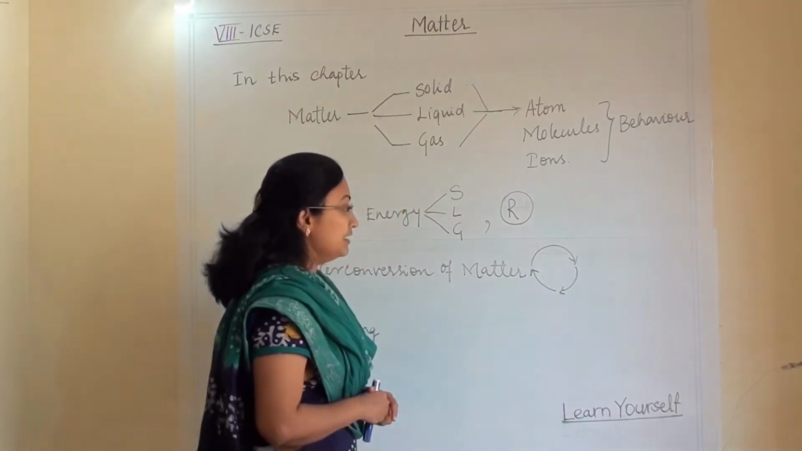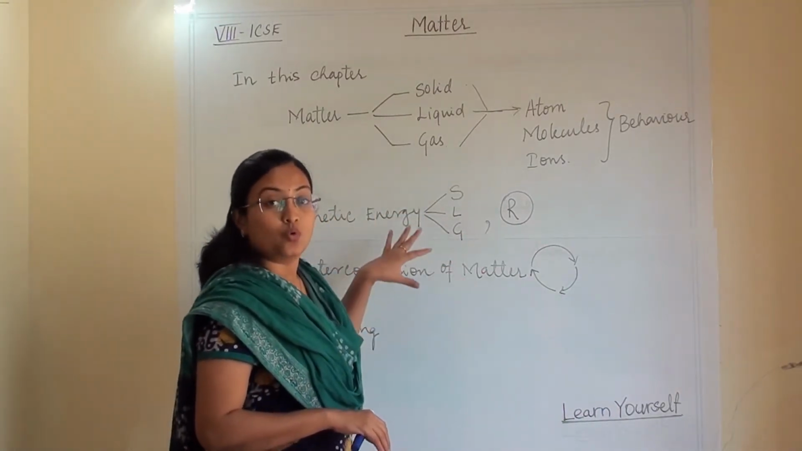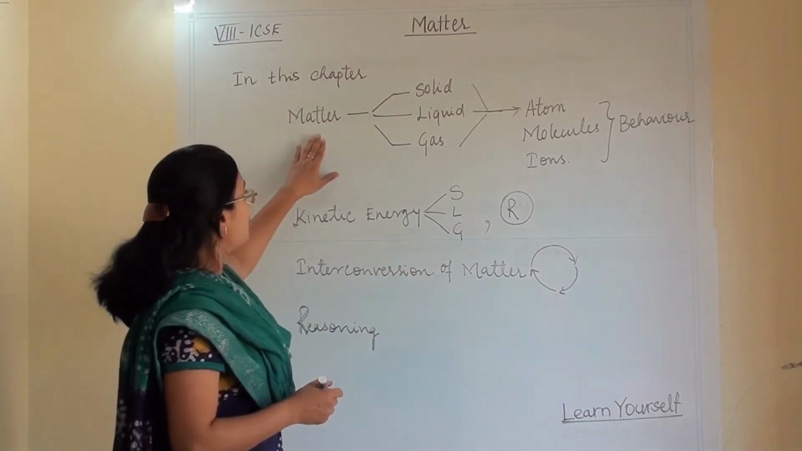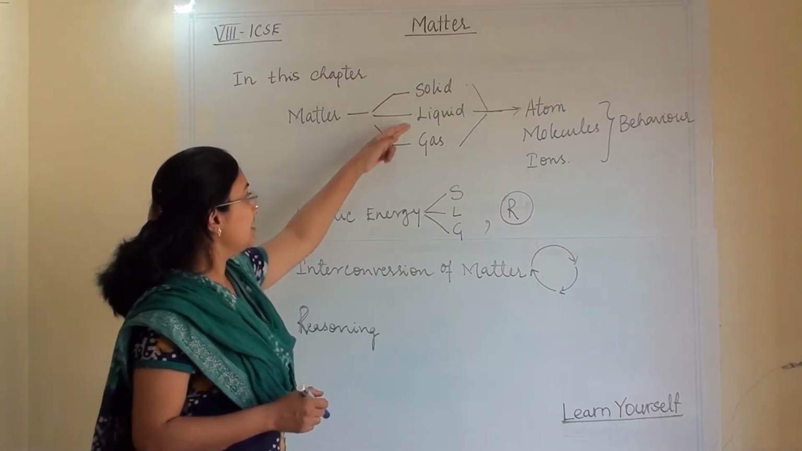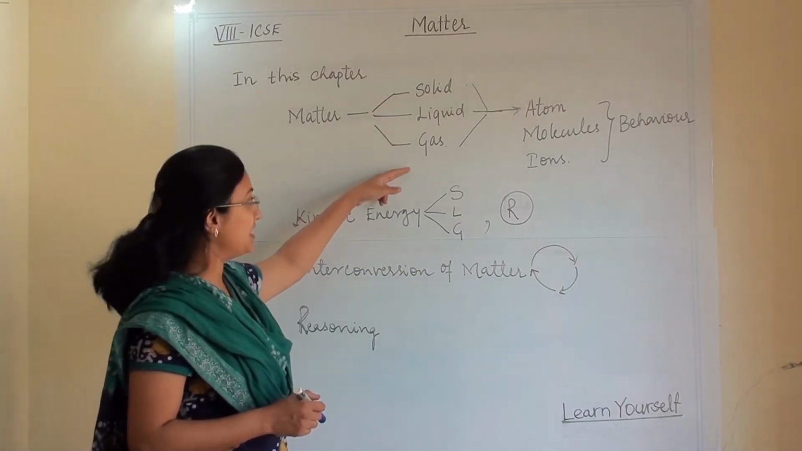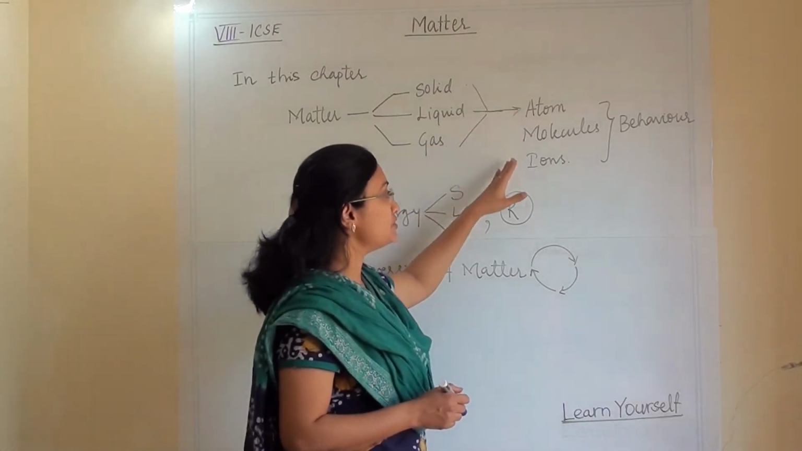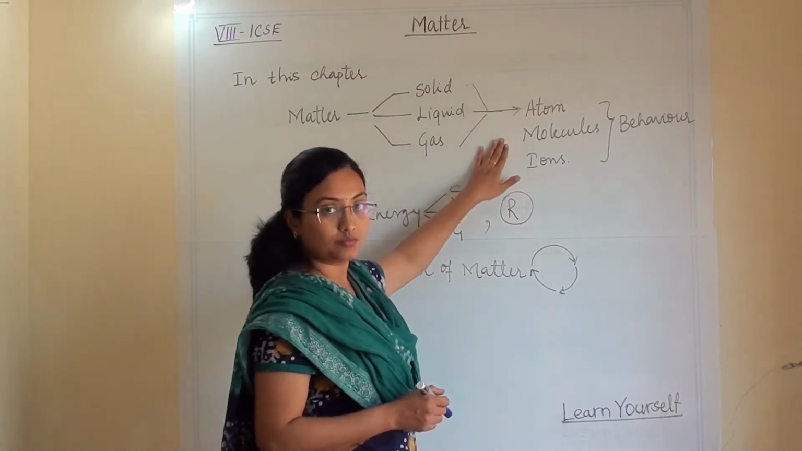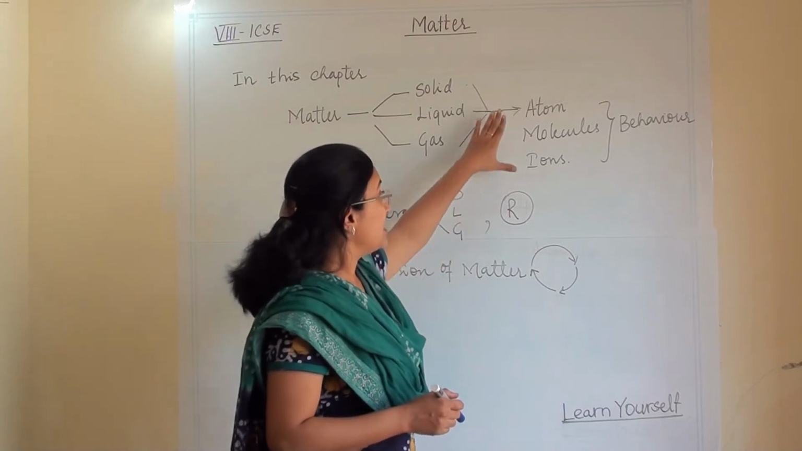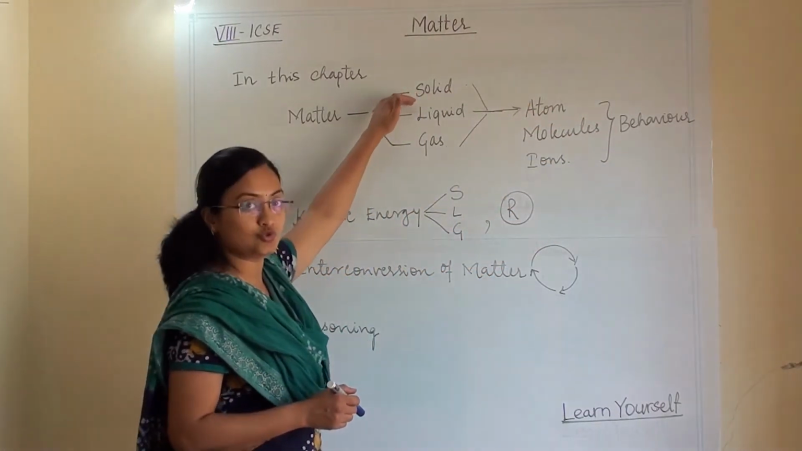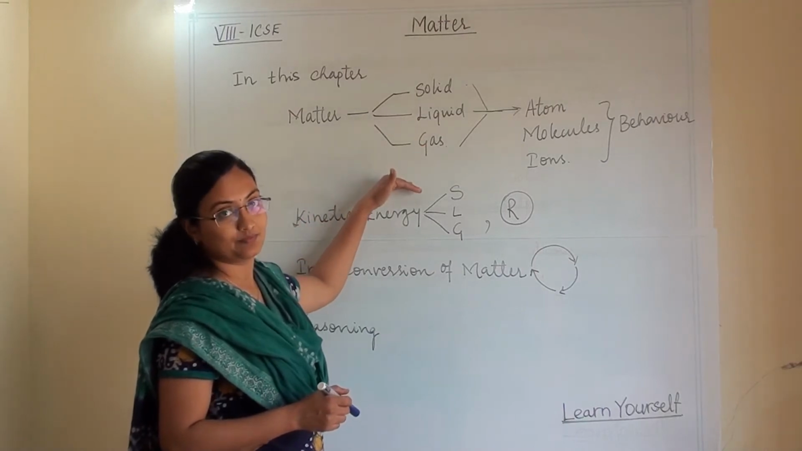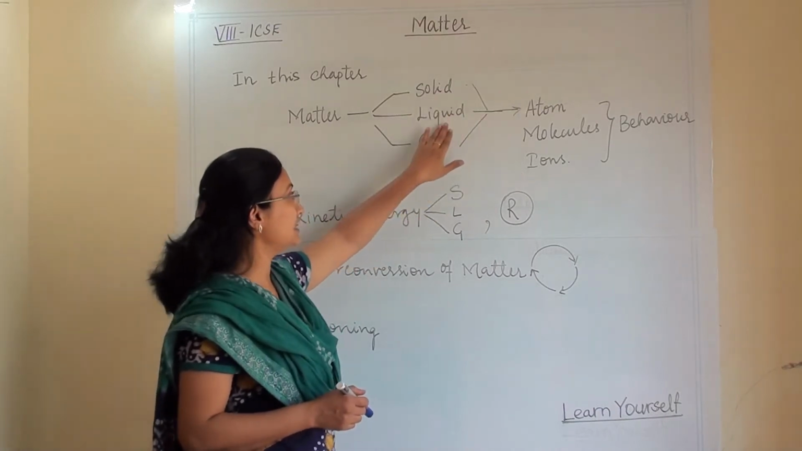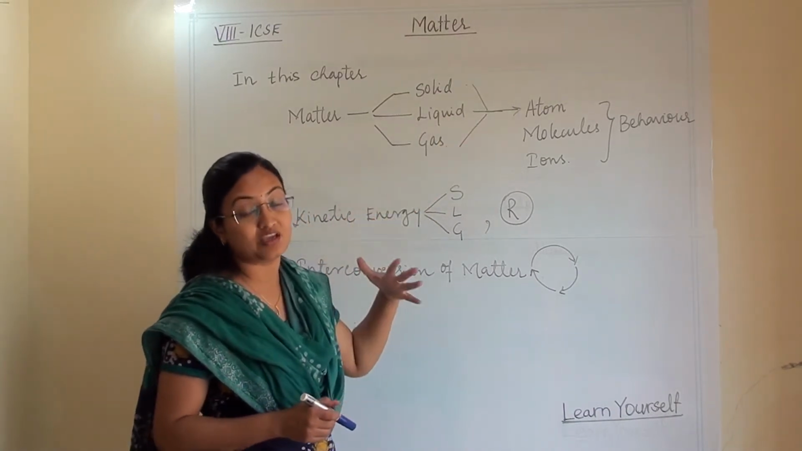So let us take an overview of the chapter, what we are going to learn in this chapter. Matter has three states: solid, liquid and gas, and atoms, molecules and ions are associated with them. What is an atom? What are molecules? And what are ions? We will study their behavior when they are in solid, in liquid and in gas. If an atom is in solid, how will it behave? If an atom is in liquid, if it is in gas, how will they behave and why?